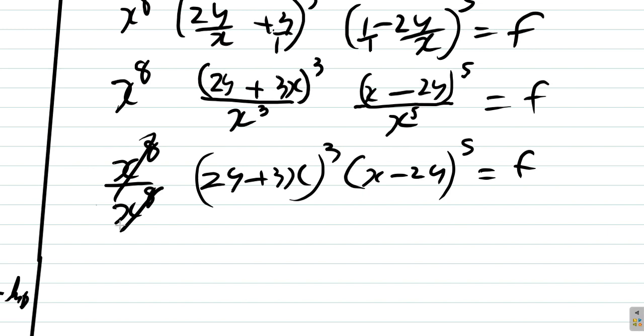So what we have is x minus 2y to the 5th, 3x plus 2y cubed equals the constant of integration, right? All right, so that's it for now.